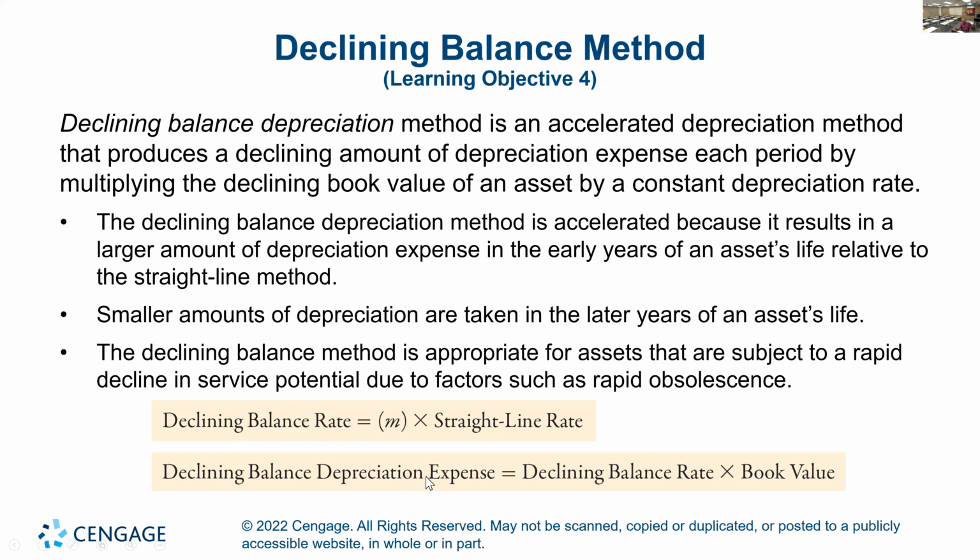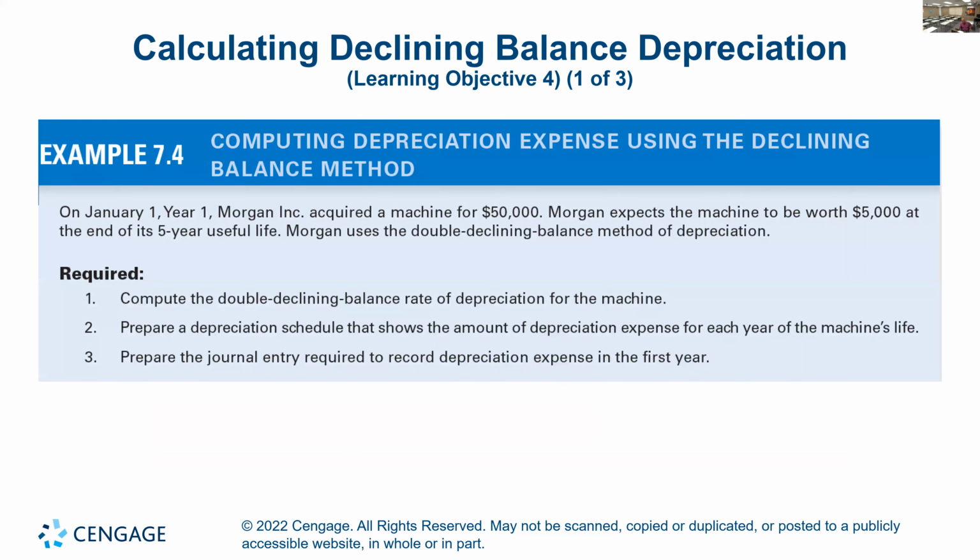And then to find our depreciation expense, we take this balance we just found and we multiply it by the asset's book value. Salvage value plays no part in calculating our depreciation expense under this method. So here's the exact same question. Acquired a machine for $50,000, $5,000 residual value, 5-year useful life. So we have the 3 bits of information we need to know.